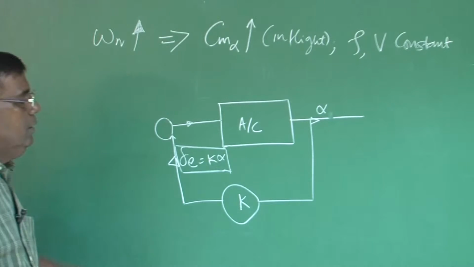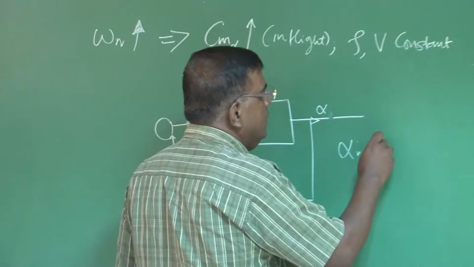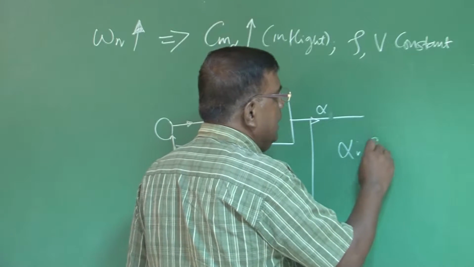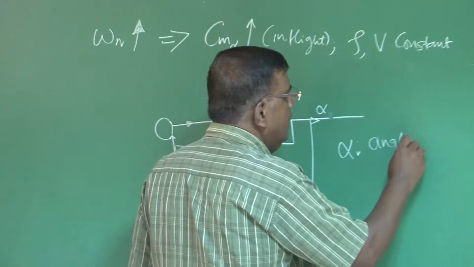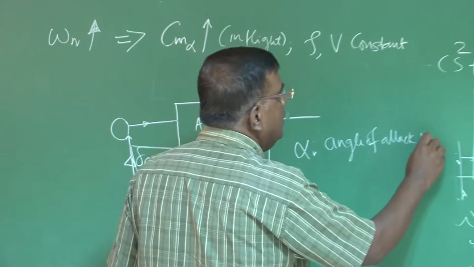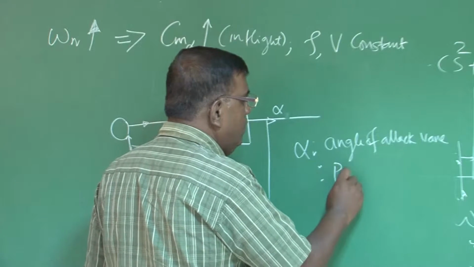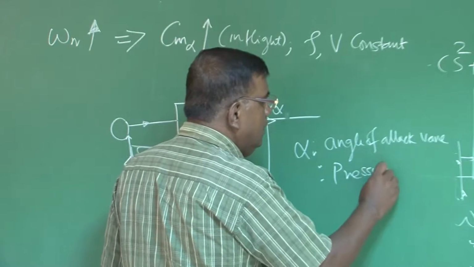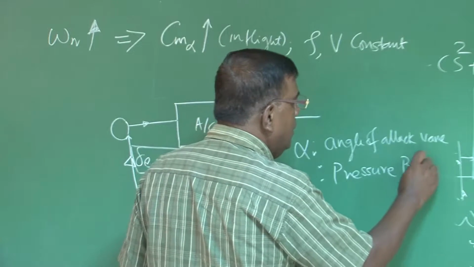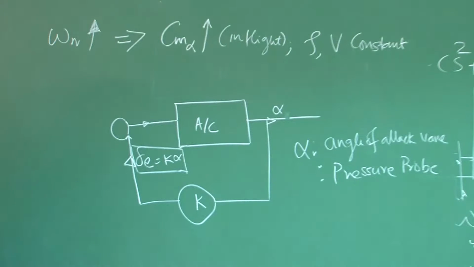Somebody may ask, how do I measure alpha? Alpha can be measured by using an angle of attack vane. It could be measured by a pressure probe. All these things we have discussed in the last course. How Cm alpha is changing, let us see.